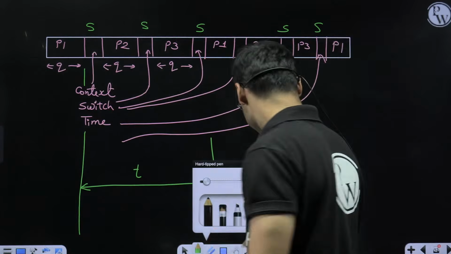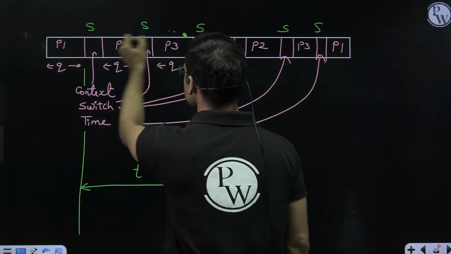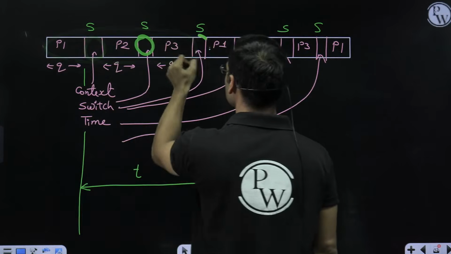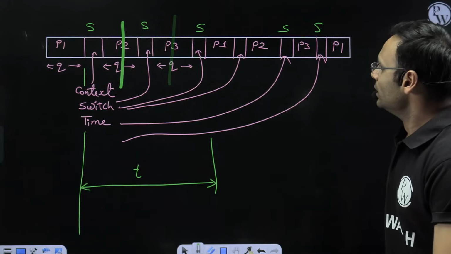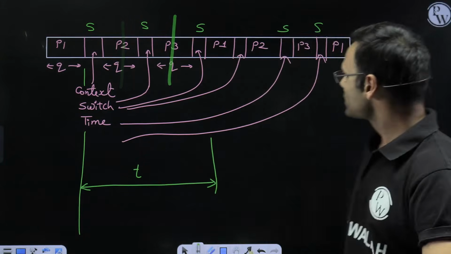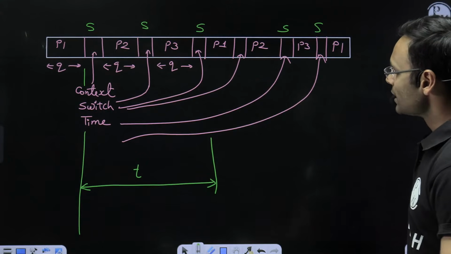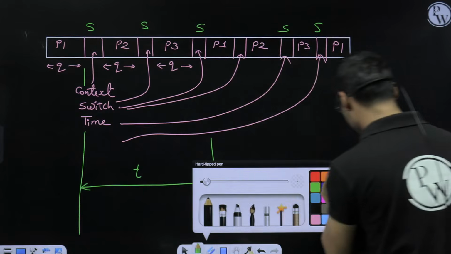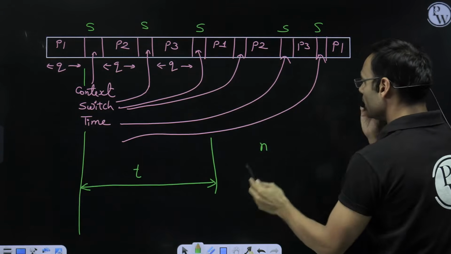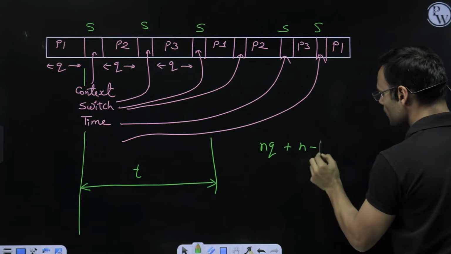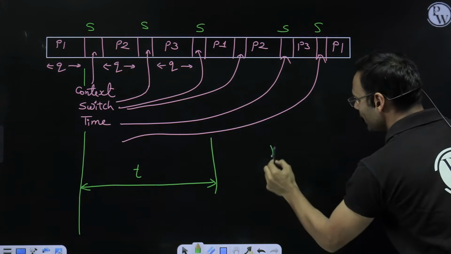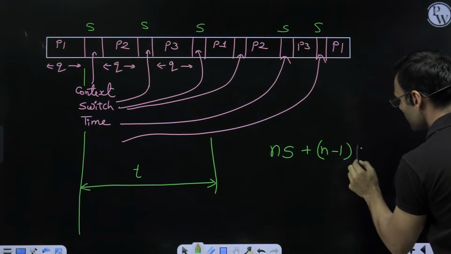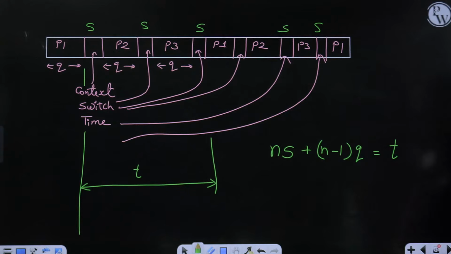Look at this. If 3 processes are there in total, then context switch 1 time, 2 times and 3 times. 3 times context switch is there and 2 times process execution is there. Understood this? So the total T duration I am getting is n times the context switch time, and n minus 1 times Q. That is total T. If I increase Q, then this particular T will be even more.